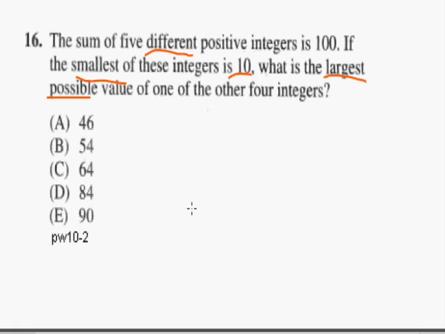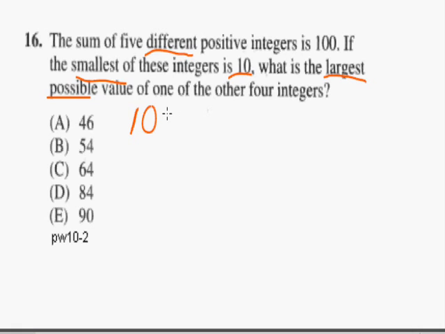Now, when you're adding things together and they equal 100, and they're all positive, this becomes a zero-sum game, meaning that the bigger one number gets, the smaller the other numbers could be. This is a common question: what's the largest possible value of one of these integers? Well, in order to get the largest possible of one, we need the other three to be as small as they possibly could be. Since we know the first one is 10, what else do we know? We know they are all different.